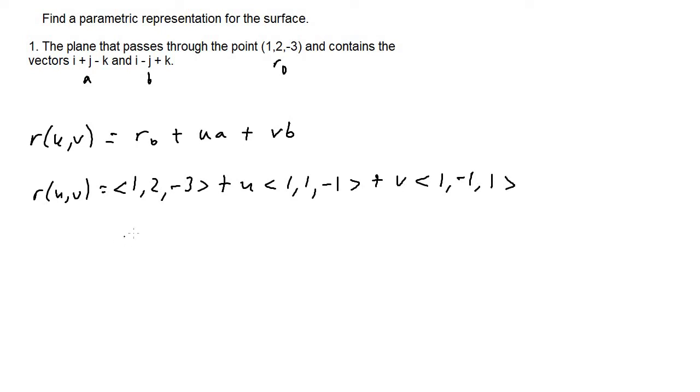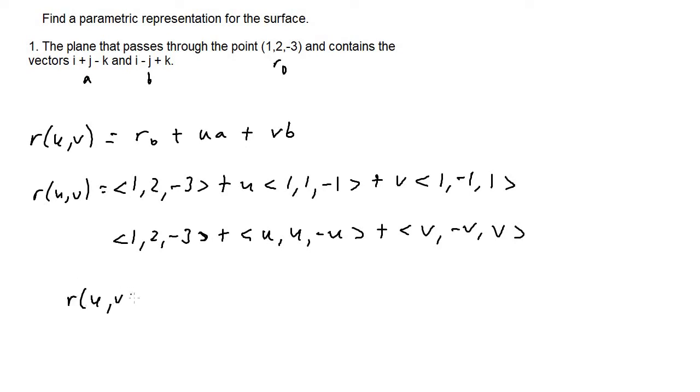So now I can go ahead and rewrite (1, 2, -3). And then plus, I'm going to distribute the u and the v over. So we get 1 times u is u, comma, and then negative u, because negative 1 times u is negative u. And then plus, we'll get v, comma, negative v, comma, v. So then I can go ahead and add all these vectors together.